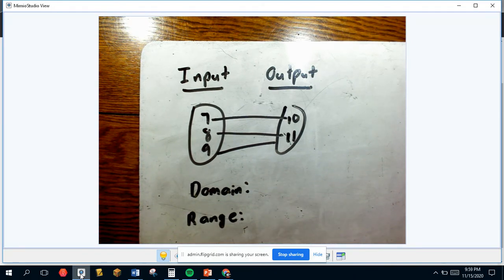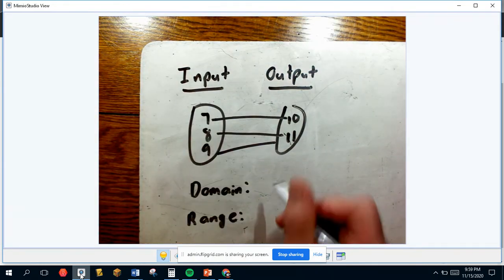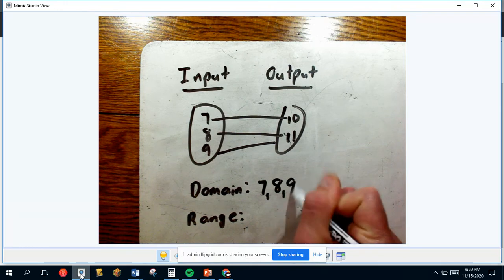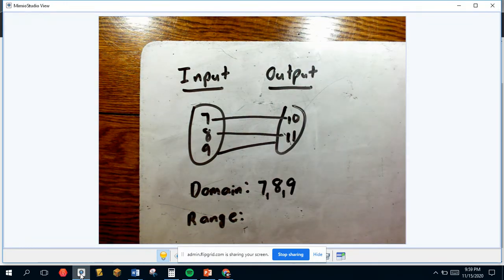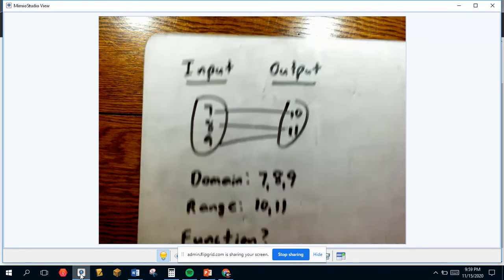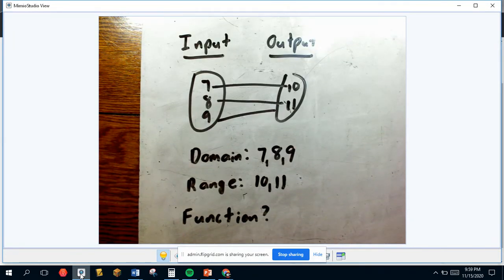Remember, domains are numbers on the left. They're sometimes called X's, sometimes called inputs. Here they're called inputs. There'll be 7, 8, 9. Real simple. Range, numbers on the right, sometimes called Y's. Here they're called outputs: 10, 11. And you'll be asked sometimes, is it a function? Remember it's a function if each number on the left corresponds to exactly one thing on the right. And yes, this is a function.